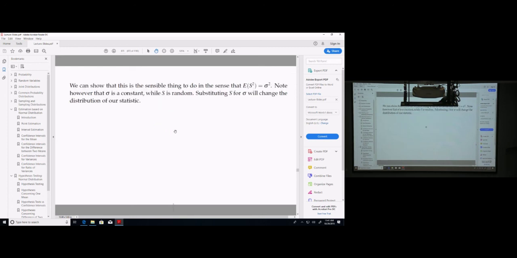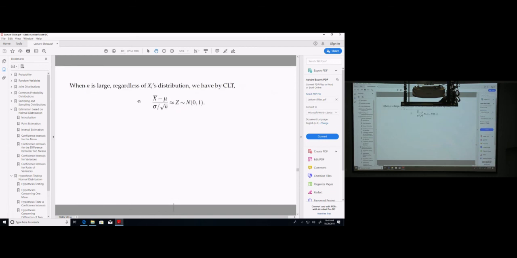Now we can show that this is a sensible thing to do, because on the average it is equal to this, so we are not too far off by dropping the expectation. Note, however, that sigma is a constant and s is a random variable. Substituting s for sigma will change the distribution of our statistic, the statistic I was referring to here.